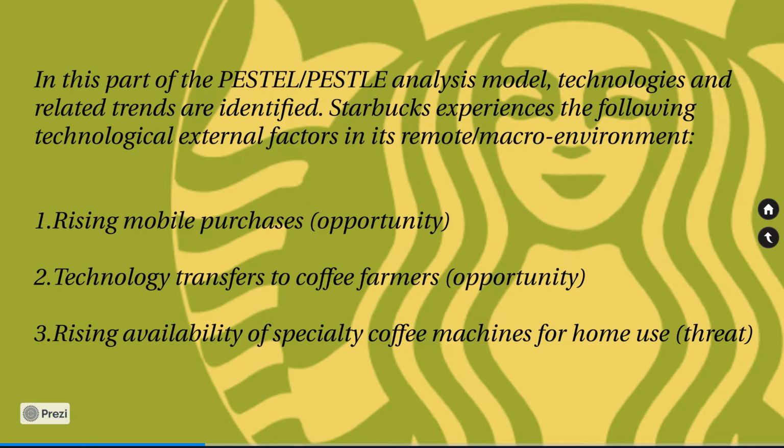And this part is related to technological factors and how they are identified. The first one is rising mobile purchase, an opportunity, which is very trendy nowadays. Then technology transfers to coffee farmers. And rising availability of specialty coffee machines for home use, which is a threat because it keeps consumers or customers from going to the physical store.